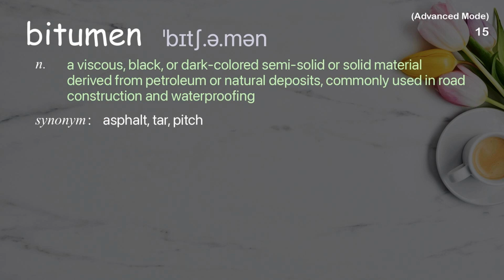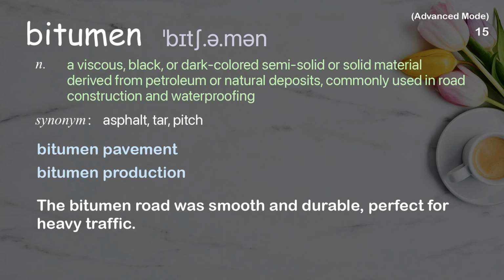Bitumen. A viscous, black, or dark-colored semi-solid or solid material derived from petroleum or natural deposits, commonly used in road construction and waterproofing. Examples: Bitumen pavement. Bitumen production. The bitumen road was smooth and durable, perfect for heavy traffic.